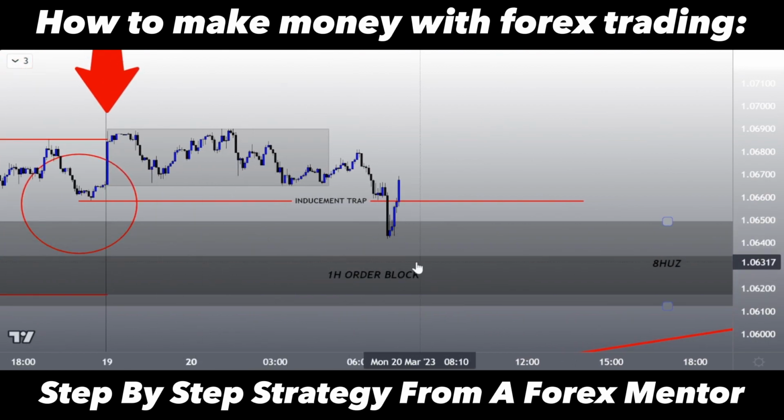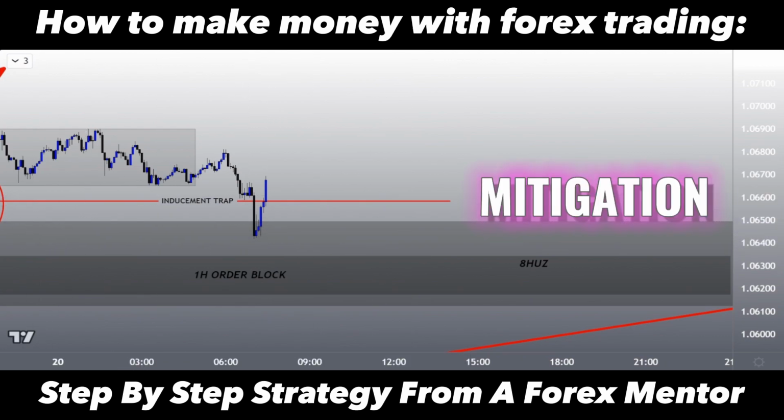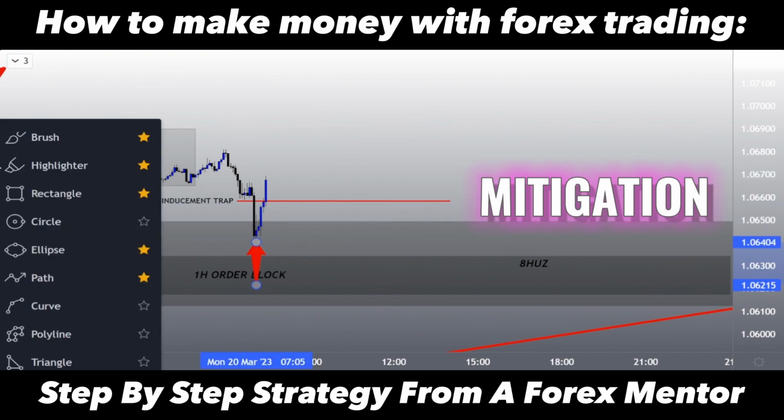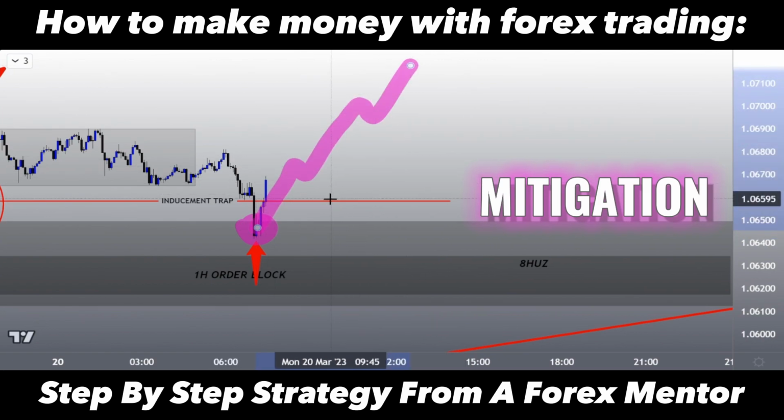Now check this out. The price reached our larger demand zone area, and there are people who would have entered from this level, which would be a mistake. There are people who would have entered from this level anticipating the price to go upwards. But that is not our order block. We need to wait for the price to reach our order block first before we consider entering.